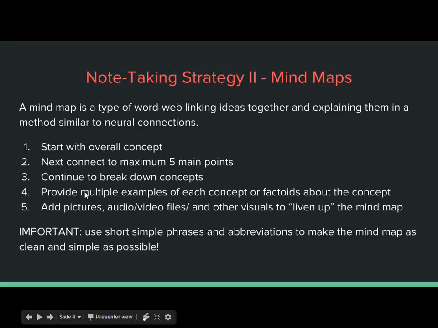And you want to provide multiple examples for each concept or facts about the concept, and using pictures or audio files to make the mind map more exciting really helps you remember the information you put in it. And it's important to use short, simple phrases and abbreviations so that the mind map is clean and simple. Because if you're bogged down with a whole wall of text, you won't enjoy looking at your notes very much, which is the main purpose of making notes.